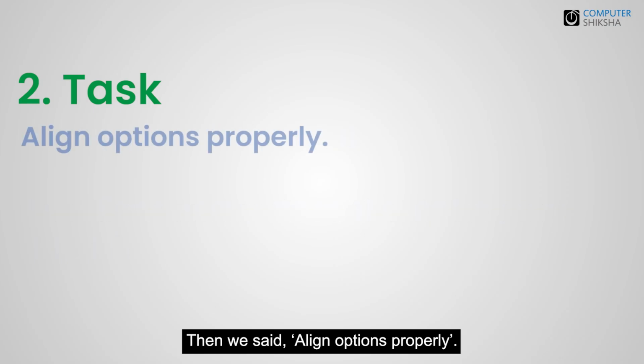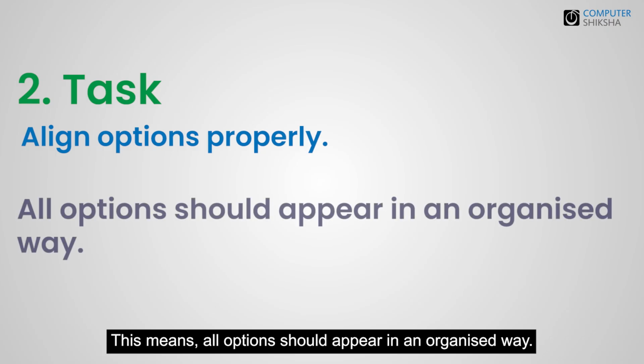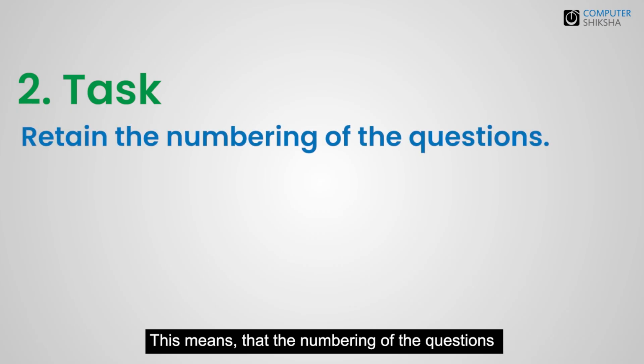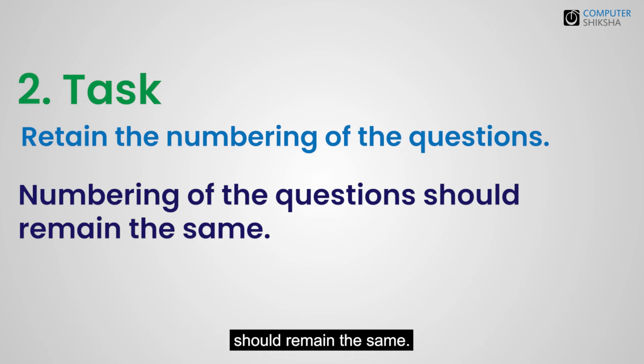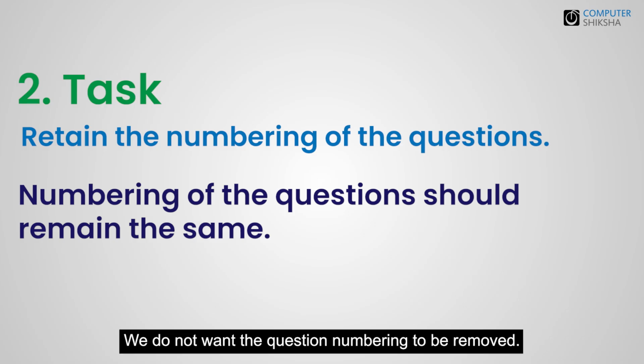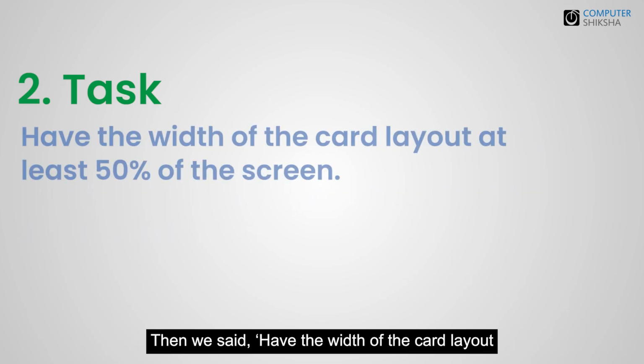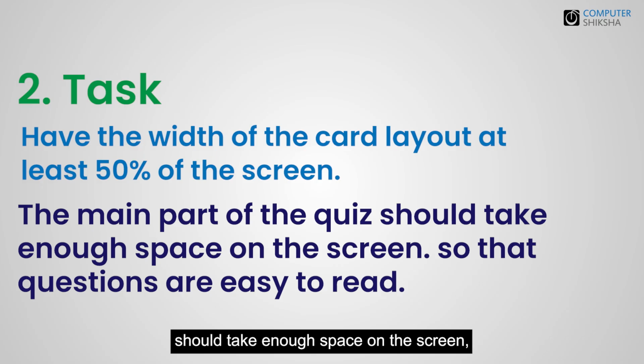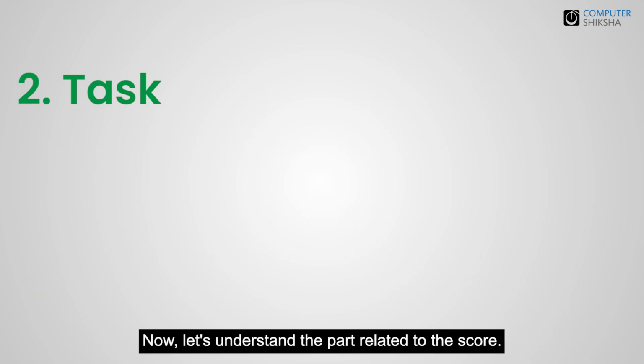Then we said align options properly. This means all options should appear in an organized way. After this, we said retain the numbering of the questions. This means that the numbering of the questions should remain the same. We do not want the question numbering to be removed. Then we said have the width of the card layout at least 50% of the screen. This means the main part of the quiz should take enough space on the screen so that the questions are easy to read.